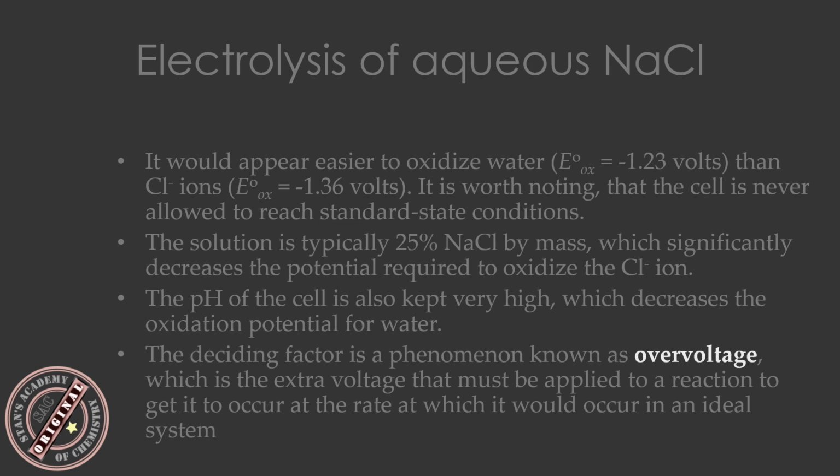Therefore, there are three facts that we have put here. One is the concentration of sodium chloride is pretty high, the pH of the solution is pretty high, and then we are talking about overvoltage. Do some additional reading on what overvoltage is. That will give you an idea. So this causes a change in the final product during the electrolysis of aqueous solution of sodium chloride in water.